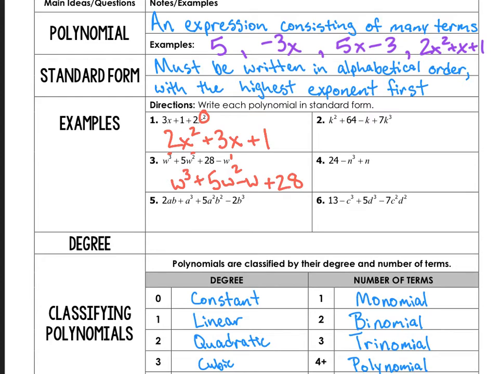I know, that's quite a bit to write, isn't it? The easy thing about this is it's just rearranging to have it in a specific order. Now, as we look at number 5, it's going to get a little bit more complicated because we see that there are a's and we see that there are b's. Well, that's okay. We'll work through this nonetheless. Let us see. There's 2ab plus a cubed plus 5a squared b squared minus 2b cubed.